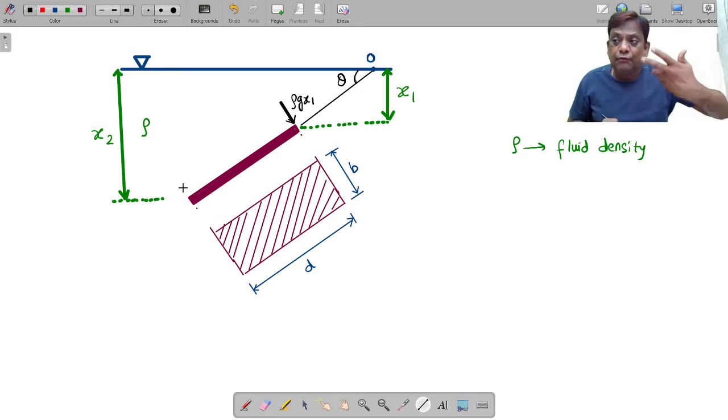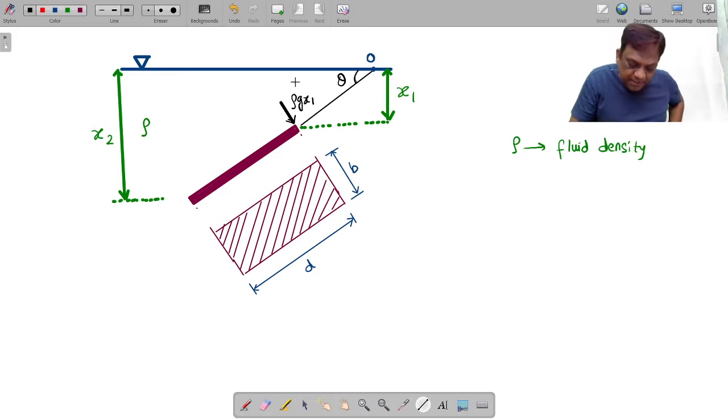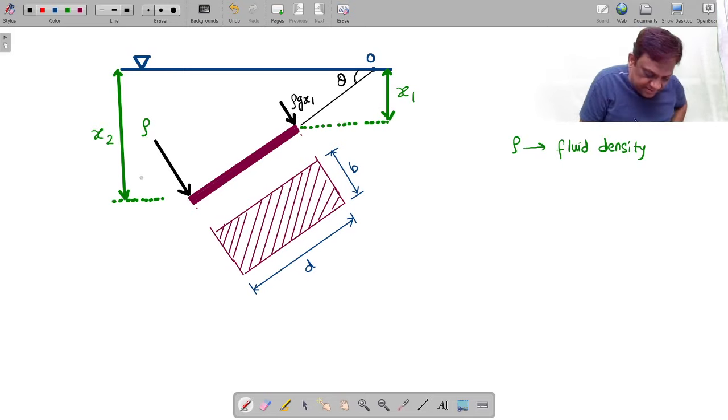It is always normal. So which pressure is more, my dear students? Rho g x1 or rho g x2? Definitely rho g is constant. Depth x1 is less, depth x2 is more. Pressure increases with depth. So at this point the depth is more, the pressure will be more, and obviously that pressure will be normal. That's why I have shown its length more. So this is our, now I will write this as rho g x2.